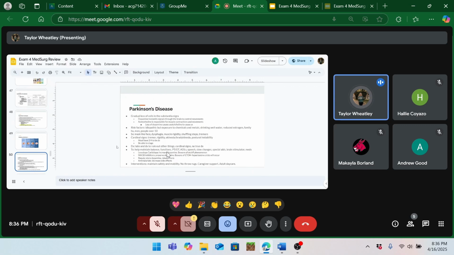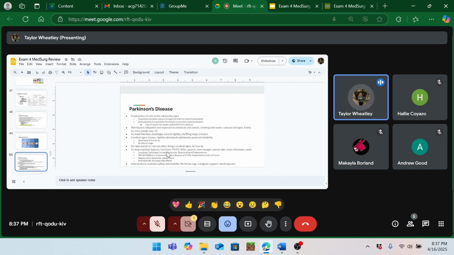Symptoms: mask-like face, that was 100% on the exam. Dysphagia, muscle rigidity, the shuffling steps, and the tremors. Those symptoms all are the cardinal signs of it, so I would be familiar with those. Also know that you need 2 out of 4 of the cardinal signs to be diagnosed with Parkinson's.